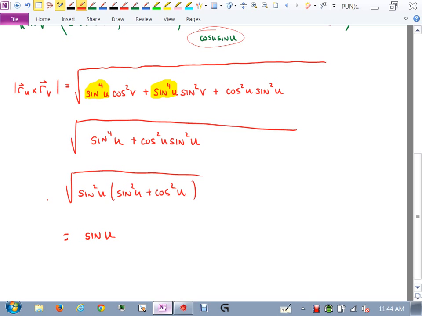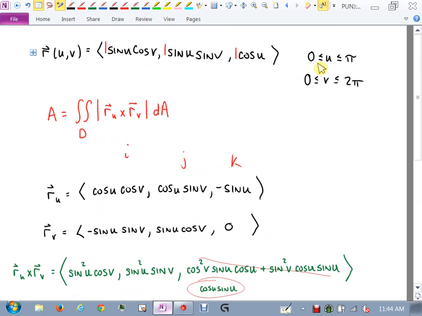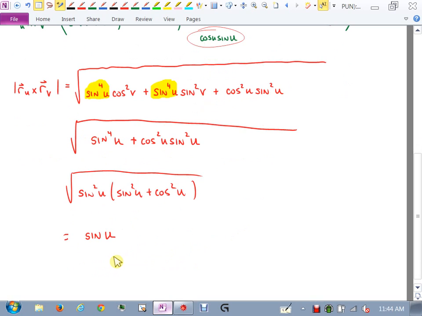Absolute value. Yeah. The thing is, you go back to your restriction on u. u is between 0 and pi, so you don't have to worry about it being negative. Make sense? So we don't need the absolute value. That's a little subtlety here.